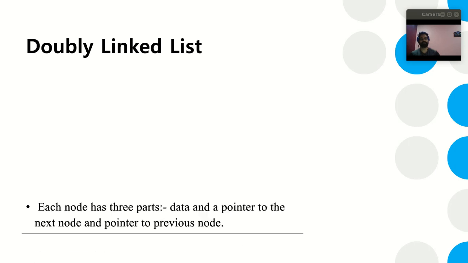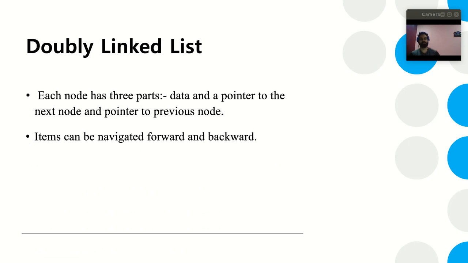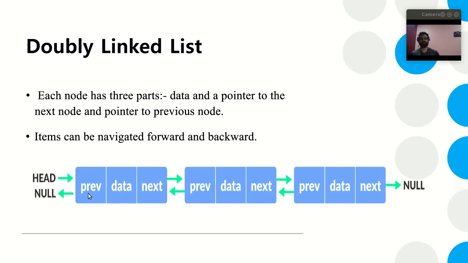The problem with this structure is that it only allows movement in a forward direction, from head to tail. So now the doubly linked list comes into the picture. In a doubly linked list, a node contains three parts. The first part is the previous variable, which has the address of the previous node, and the data variable, which has the value of this node, and the next variable, which has the address of the next node.